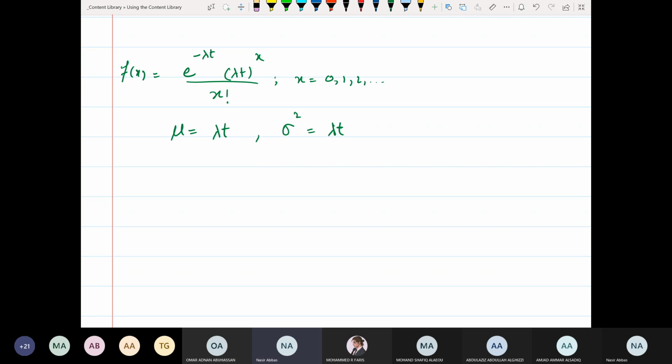Okay, now we come to the most difficult distribution of this chapter, which is the negative binomial distribution. And I will try to create a connection between binomial and negative binomial distribution. And for this one, I need to summarize what we did in binomial distribution.